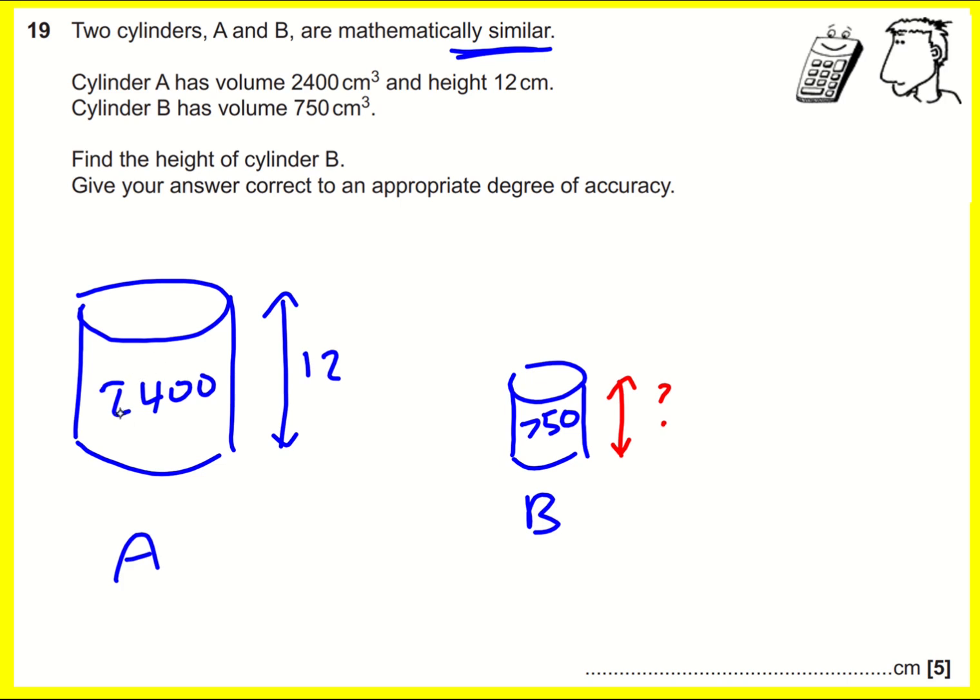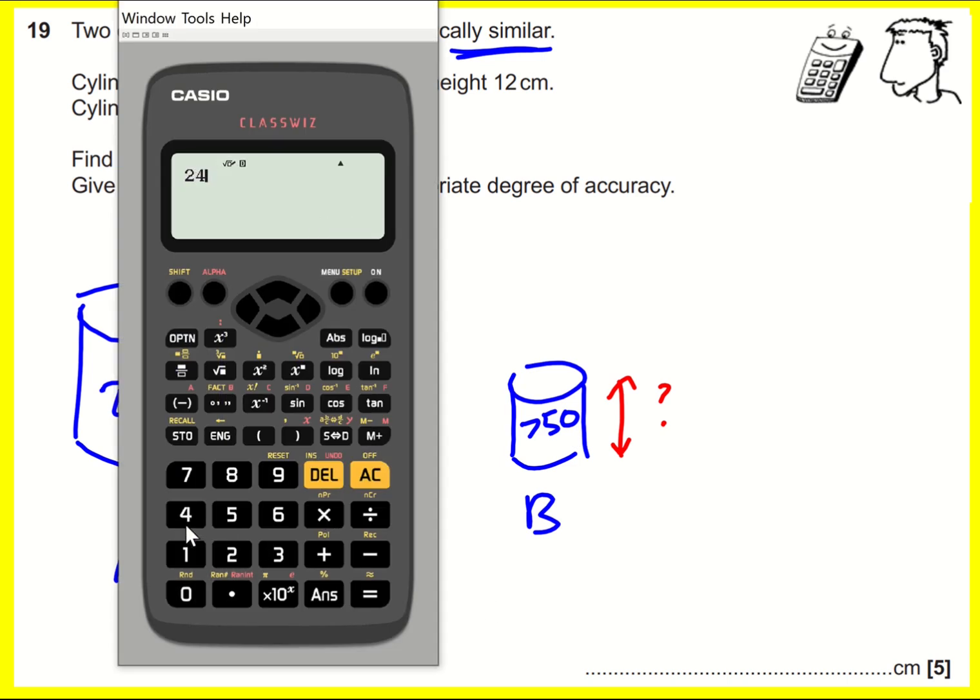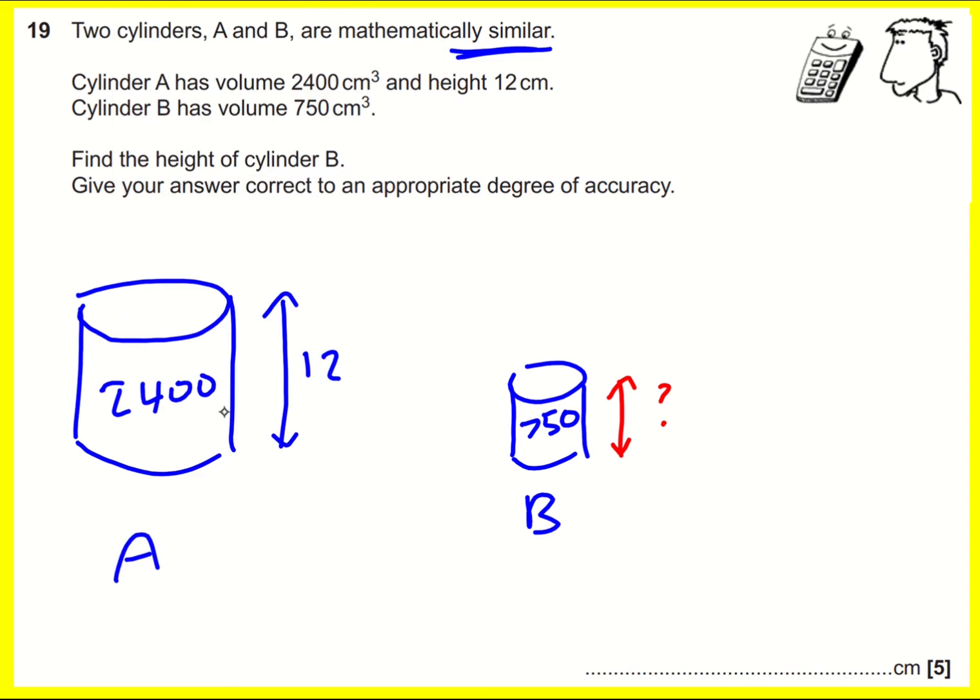times. Actually, I'm going to do it by dividing because I like to do the larger number divided by the smaller number. 2,400 divided by 750 is equal to 3.2. That means I will divide by 3.2 to go from one volume to the other volume. That's the volume scale factor.